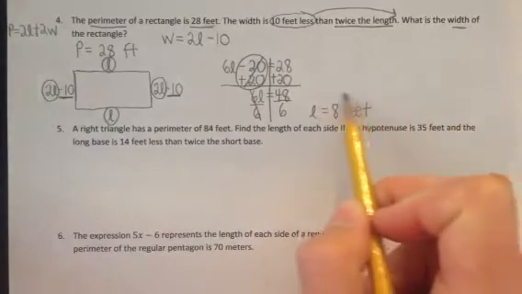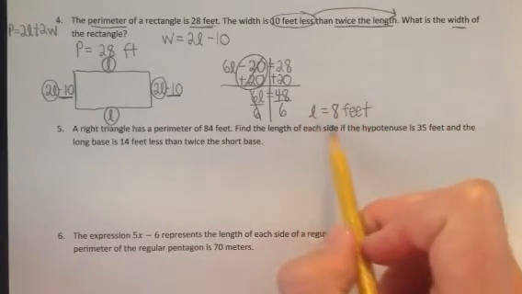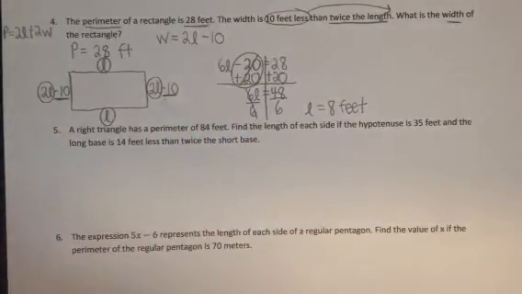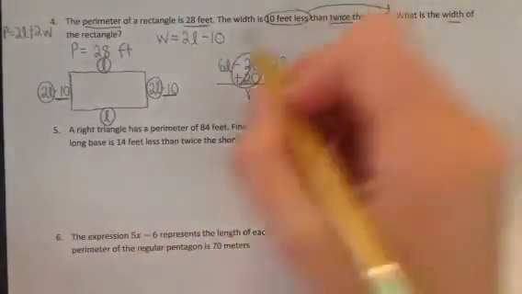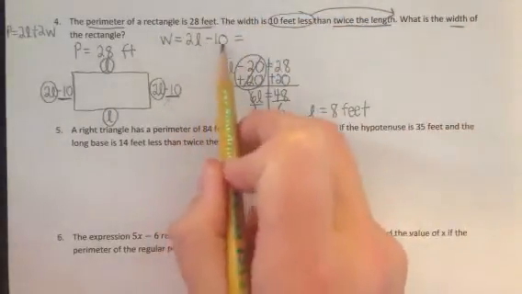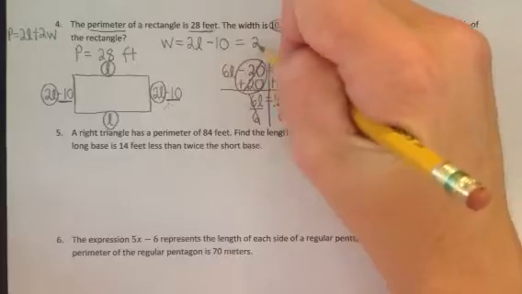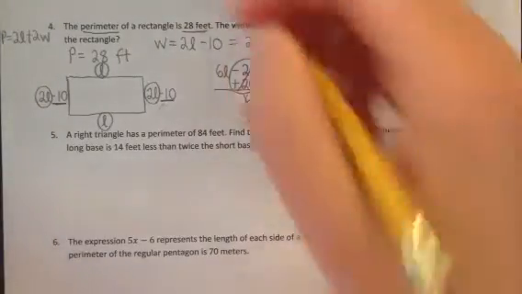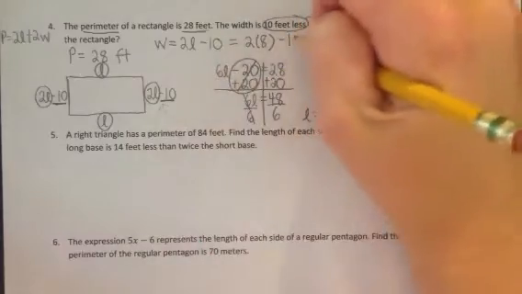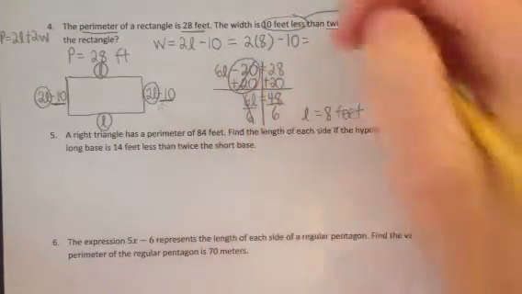So that means we need to take this length of 8 feet and we need to plug it into our formula for width, or over here. So our formula for width is 2L minus 10. So in other words, 2, L is 8, so we're going to plug in 8, minus 10. 2 times 8 is 16.